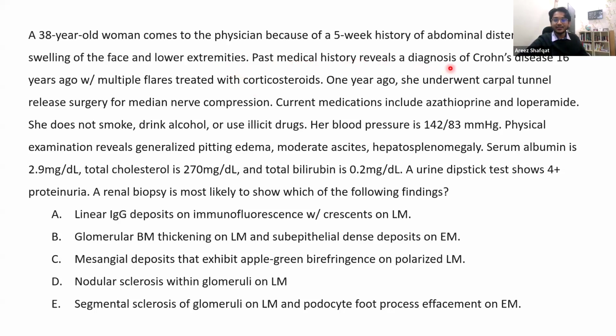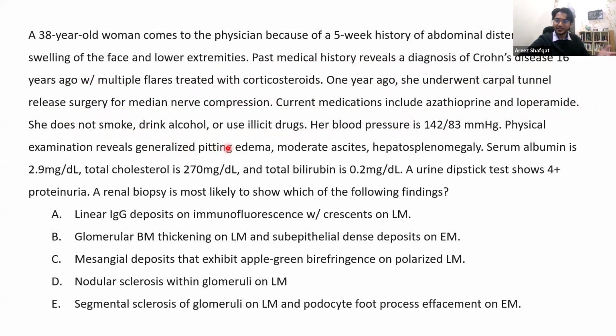Past medical history reveals a diagnosis of Crohn's disease 16 years ago with multiple flares. 1 year ago, she underwent carpal tunnel release surgery for median nerve compression. Current medications include immunosuppressants, azathioprine, and loperamide. She doesn't smoke, drink alcohol, or use illicit drugs. She's hypertensive.